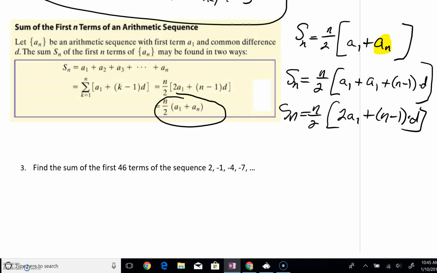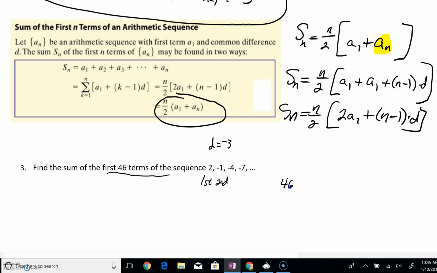For number 3, find the sum of the first 46 terms of the sequence. Here's your first term, here's your second term, and so forth. By the way, what do you think your common difference is? What is it that we're adding each time, do you think? -3, I think we can all quickly come up with.